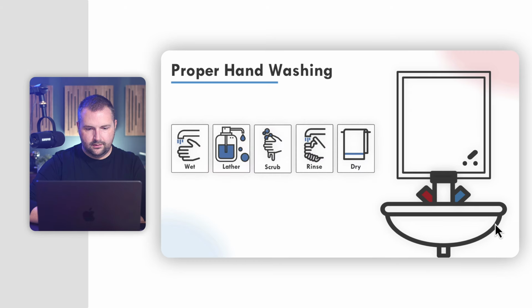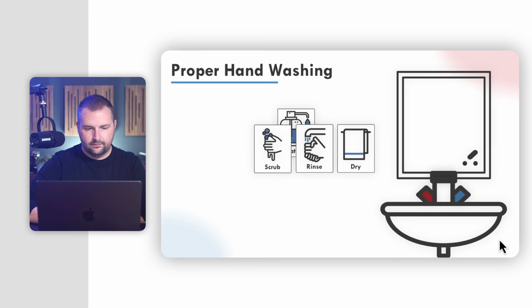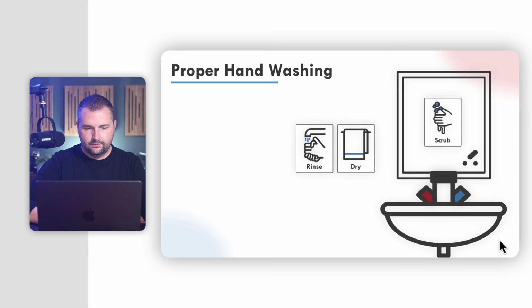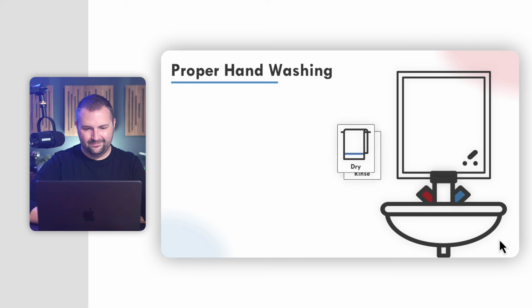Great work. Begin by wetting your hands with clean, running water. Next, apply soap. Scrub your hands for at least 20 seconds, about the same time it takes to hum happy birthday twice. Rinse your hands completely and dry with a clean towel.